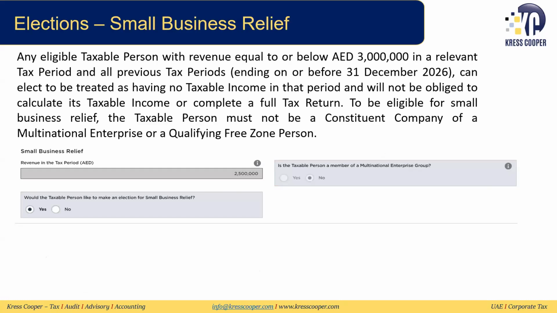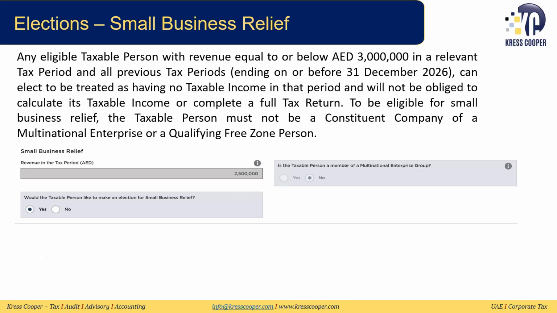Then the next selection we have is the small business relief. Like I said, in the start, in the taxpayer details section, they were asking what is the turnover for the business. This is why it is relevant, because here in the small business relief, it will only show you this relief if your turnover, what you have declared, is less than 3 million.